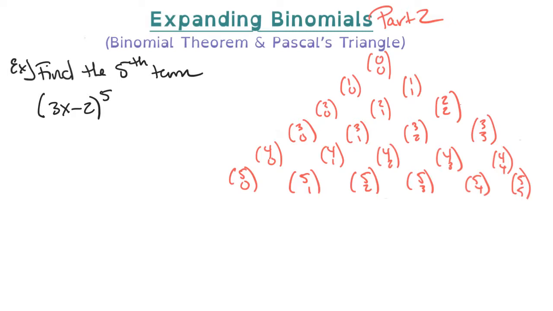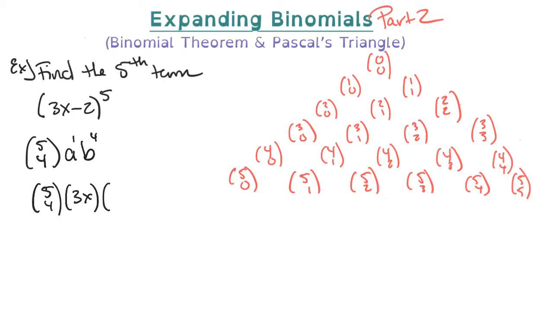Okay, so I know my n is 5 because that's the exponent. If I'm finding the fifth term, it's going to be 5 choose 4. And I'd love to say b to the 4, so a has to be to the 1. But in this problem, a is being represented by 3x and b is negative 2. So we've got 3x to the 1 and negative 2 to the 4th.